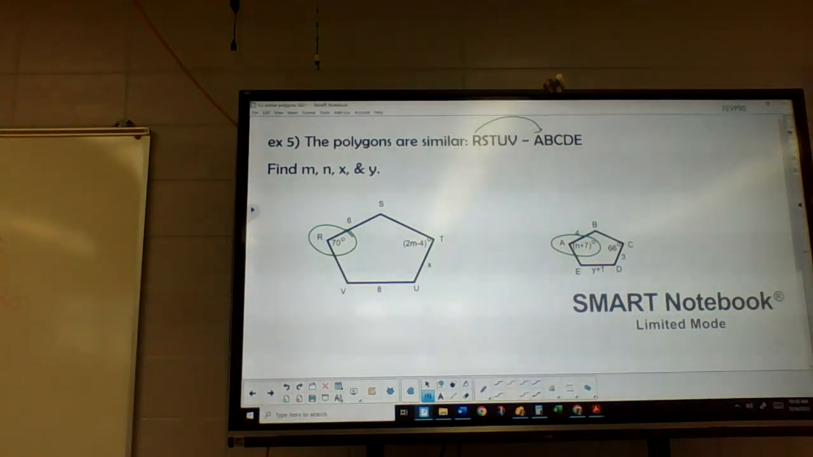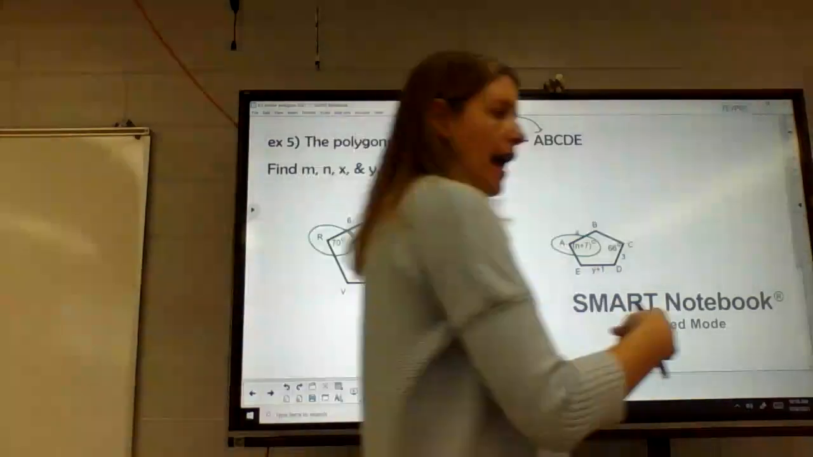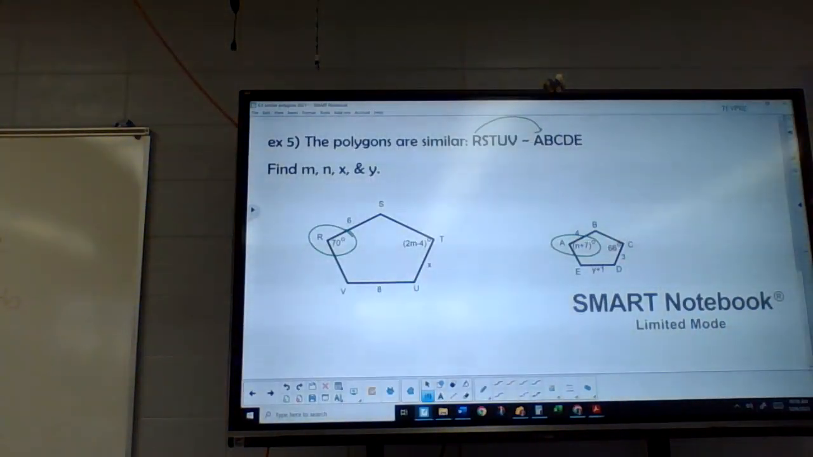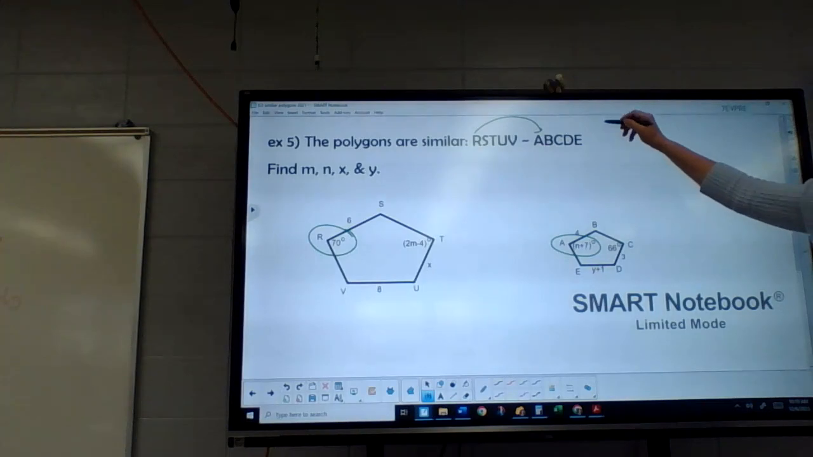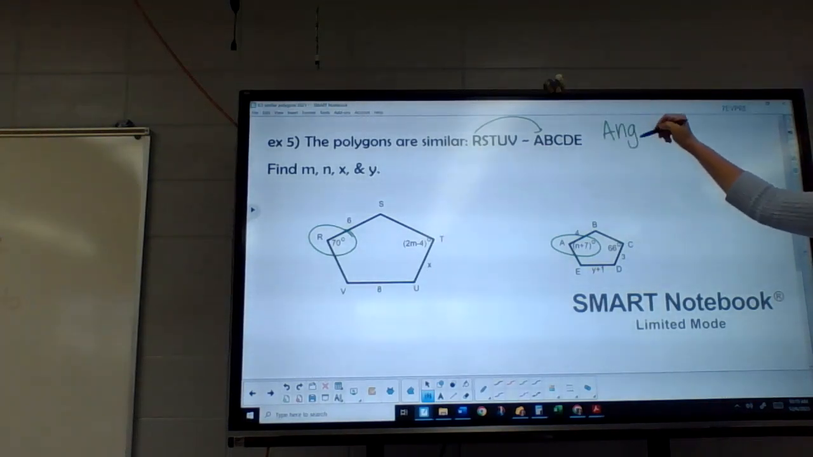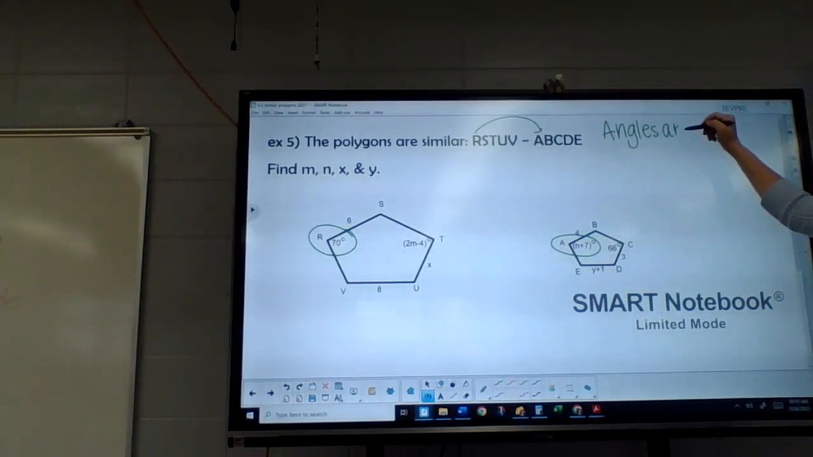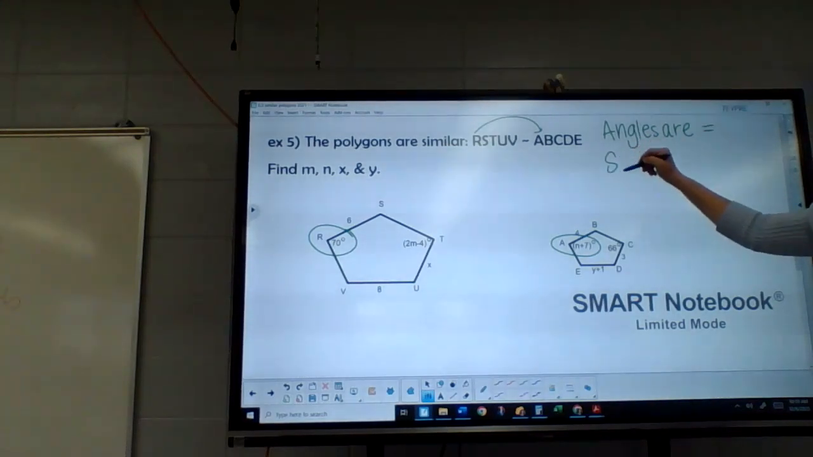But I want to remind you guys what we talked about in the first part of this lesson. What do I know about the angles of similar figures? Do we set up a proportion for that? Think back to what I said about the angles. They're going to be the same. So remember that angles are going to be equal. It's the sides that are proportional.